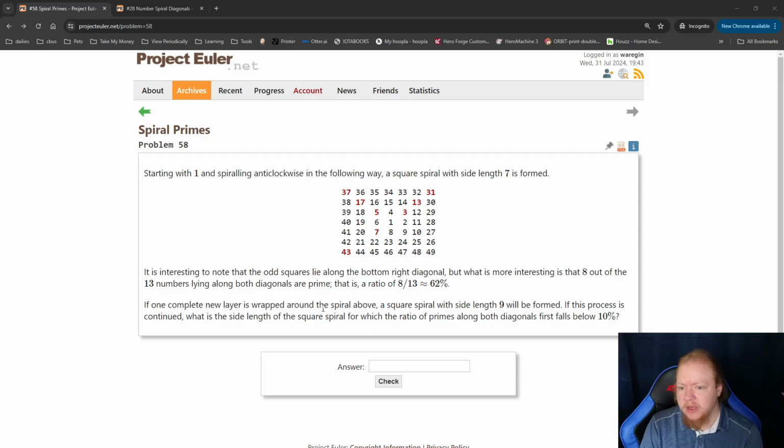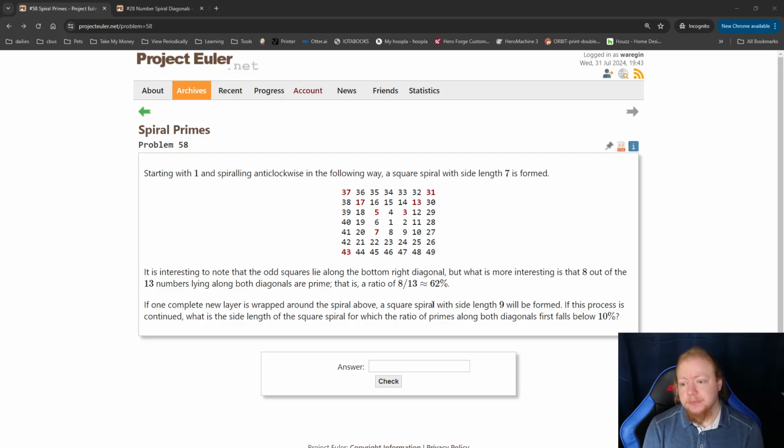If one complete new layer is wrapped around the spiral above, a square spiral with side length 9 will be formed. If this process is continued, what is the side length of the square spiral for which the ratio of primes along both diagonals first falls below 10%?